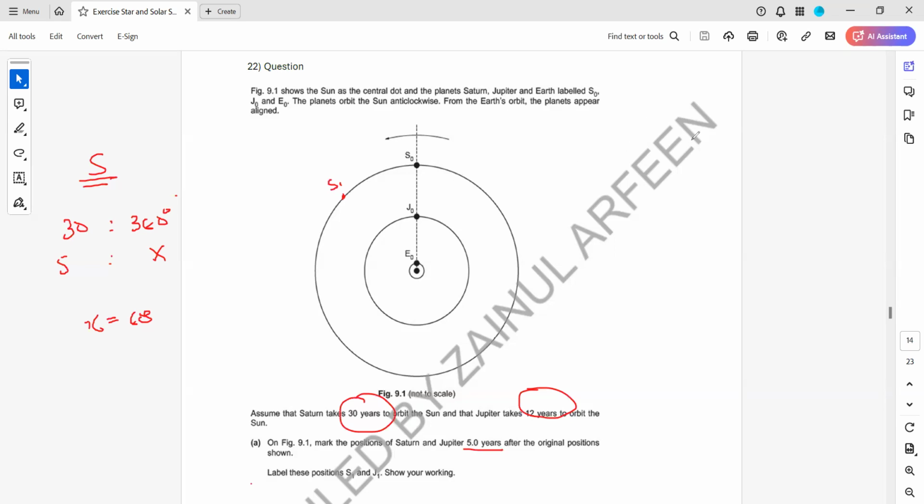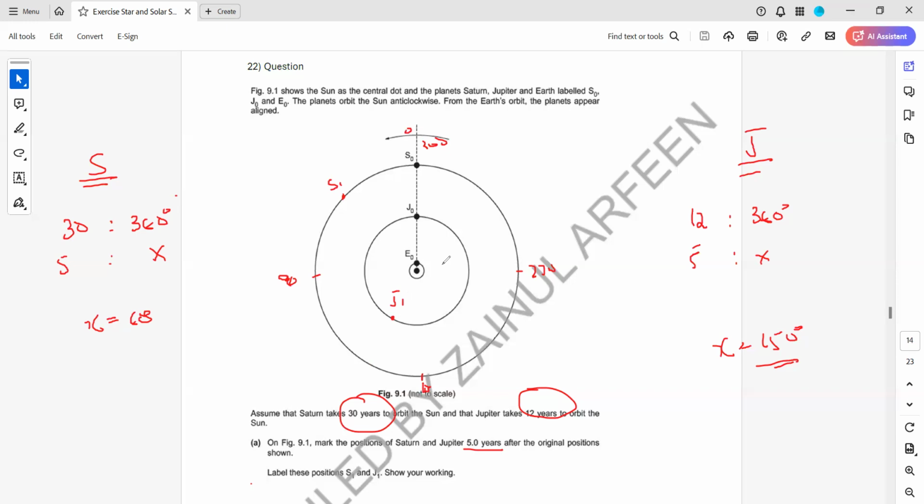Then we work out the other one, which will be 150 degrees. Then Jupiter, as we did, takes 12 years for one complete revolution, and we want 5 years, so it will be X. When we work it out, it was 150. So 150 will be somewhere here, because this will be 180, this 90, this 270, this 360 or 0. So 150 will be somewhere here. So Jupiter will be here, J1.